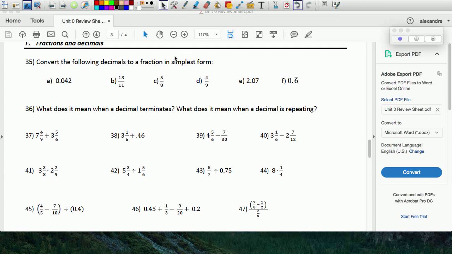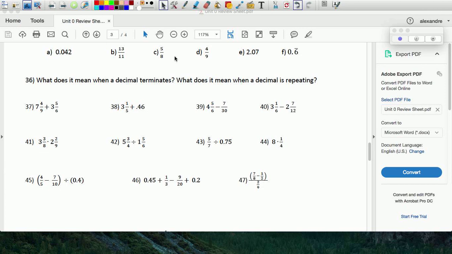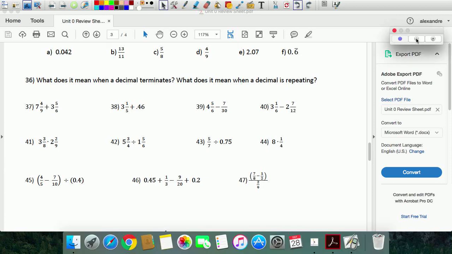And what do we have? 37. We're not that far off. Okay, so let me pause this for a second. Okay, so we're on 37, I believe.